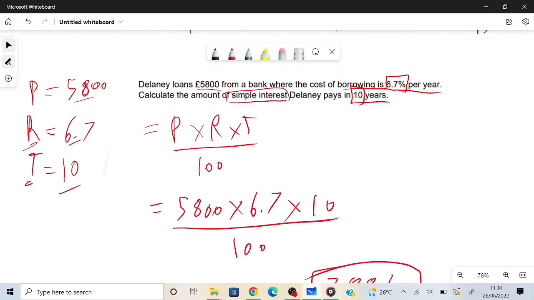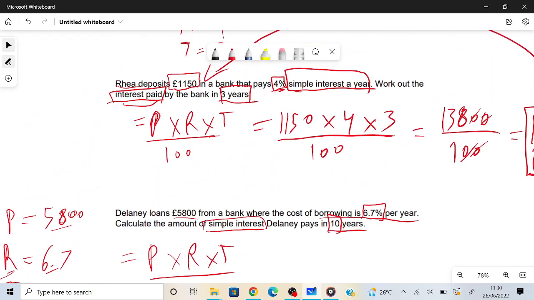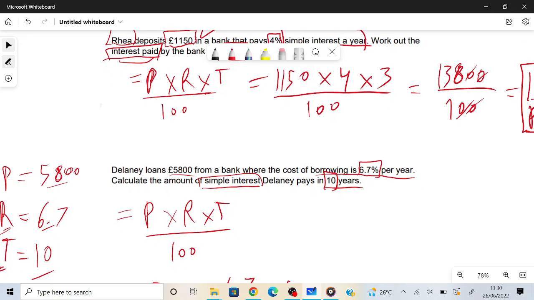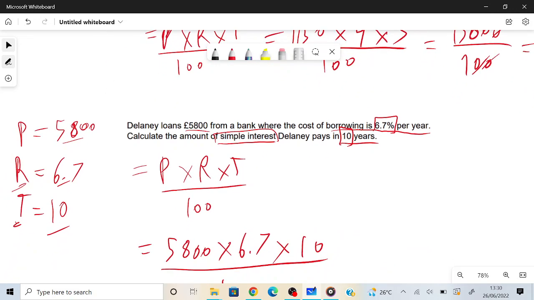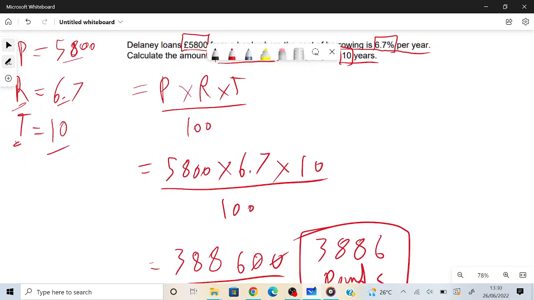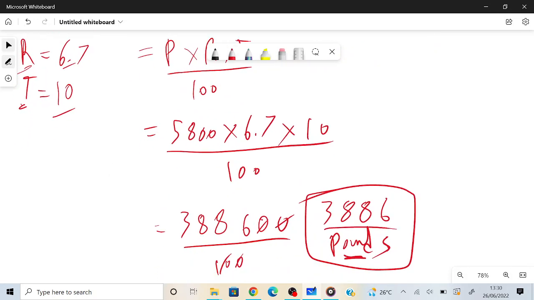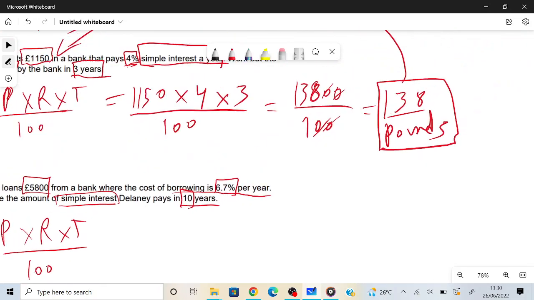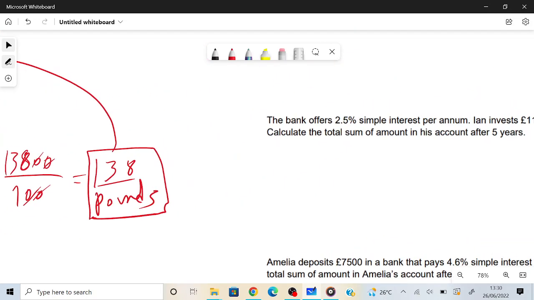Now, as you can see, these two questions did use the same formula but in different ways. The first question, Ria deposited 1,150 and she was earning money, while Delaney loaned 5,800. Means you had to pay extra, so the amount of extra money you had to pay when returning it to the bank was simply 3,886 pounds. Moving on to your next example.